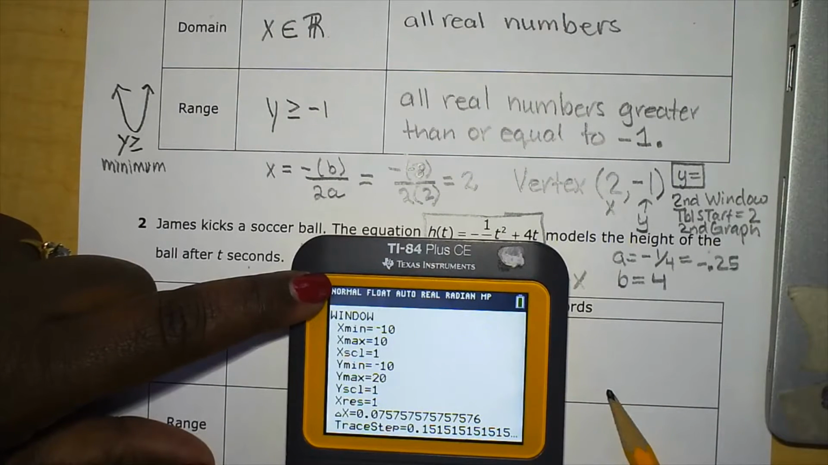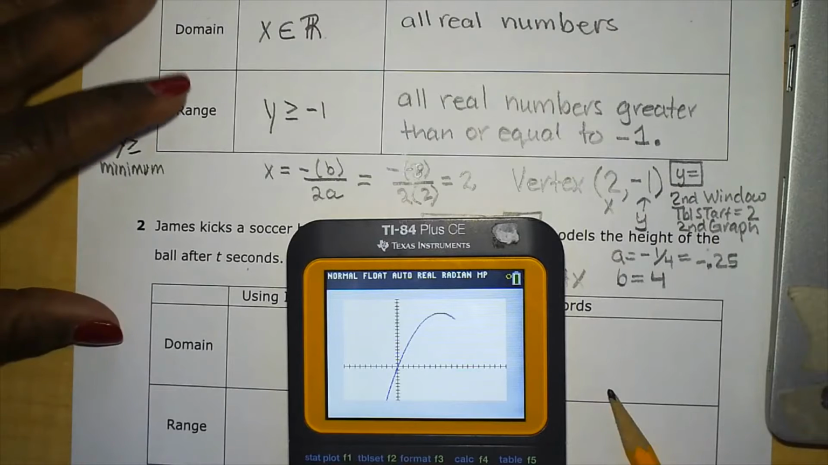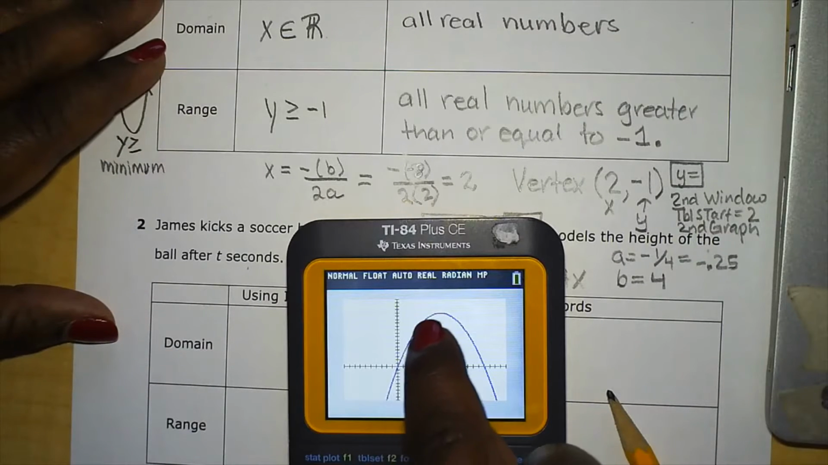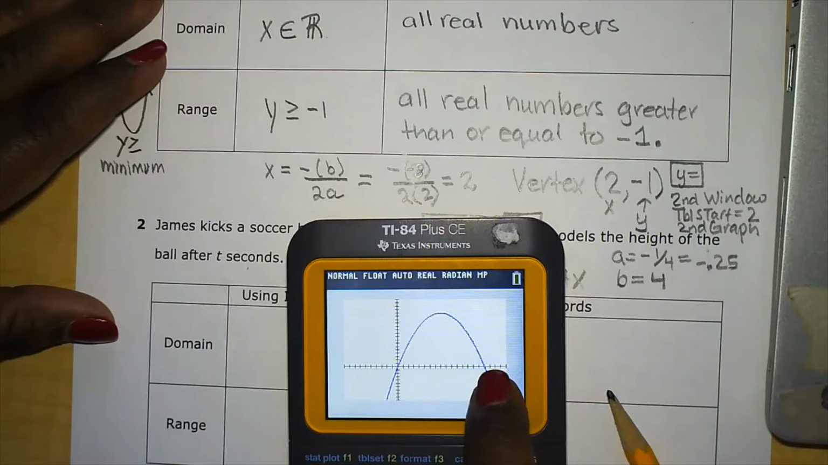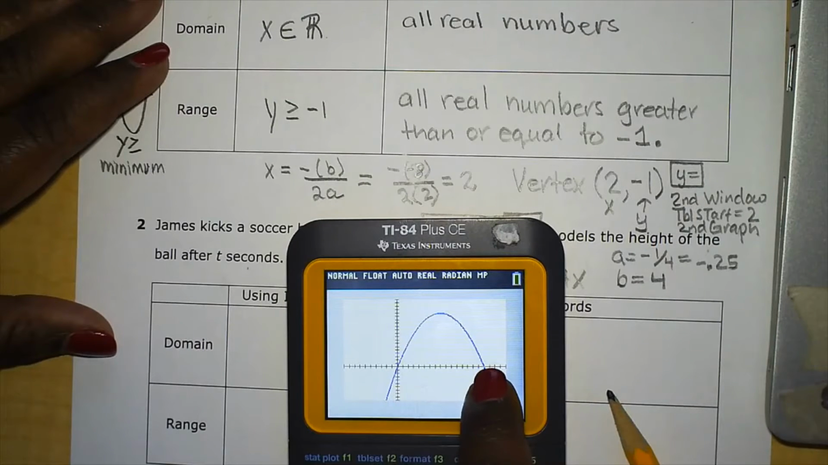So let's make it 20. And the x was going up to 16, so let's make that 20 too. And we press graph. Here we have our ball modeled. James kicked the ball, it goes in the air, and it comes down and hits the ground. We don't care about this part because it doesn't make sense for the domain and range. We only care about where it's in the air and hits the ground.